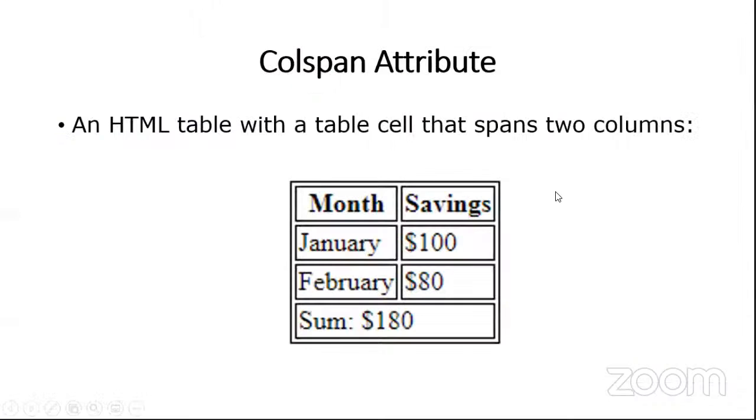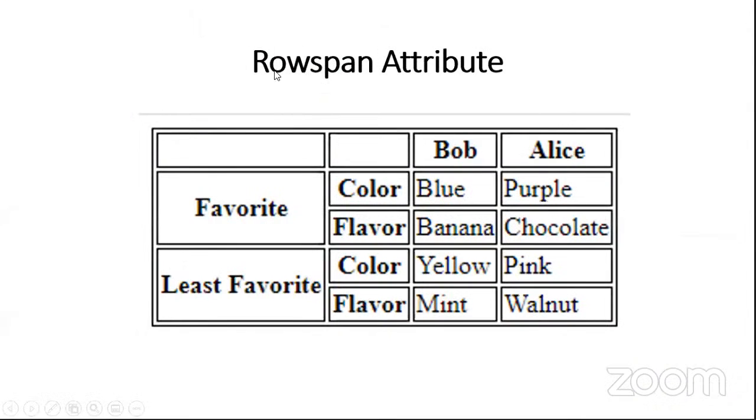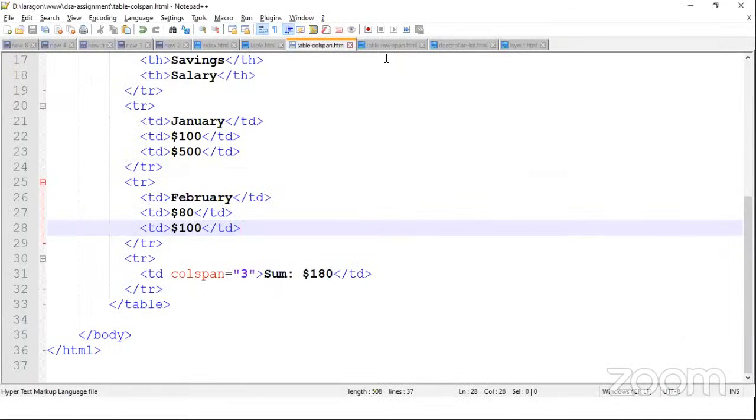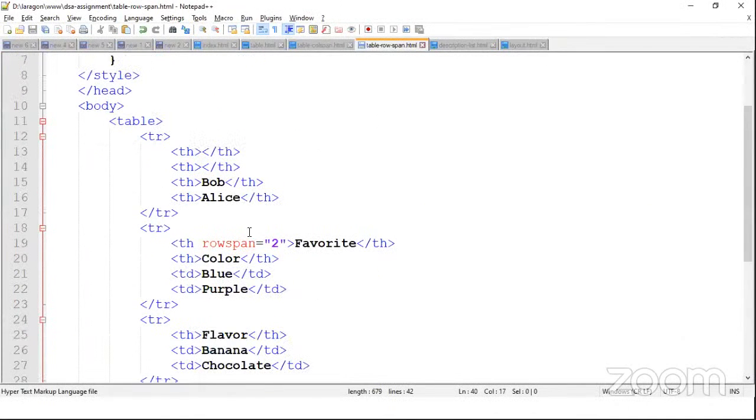Okay, now back to the slide. Now this slide consists of the rowspan attribute. What is the use of the rowspan attribute? Unlike the colspan attribute, it will just occupy two row spaces on a column. So how may we make this table? We may just simply make this table in this way.